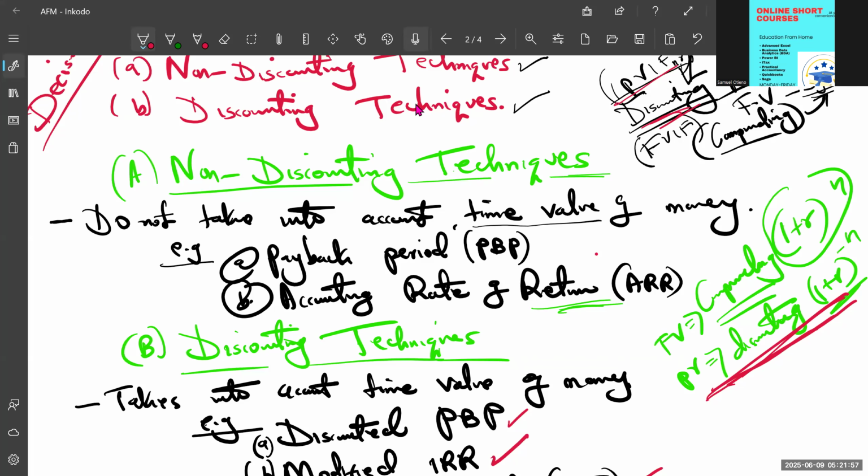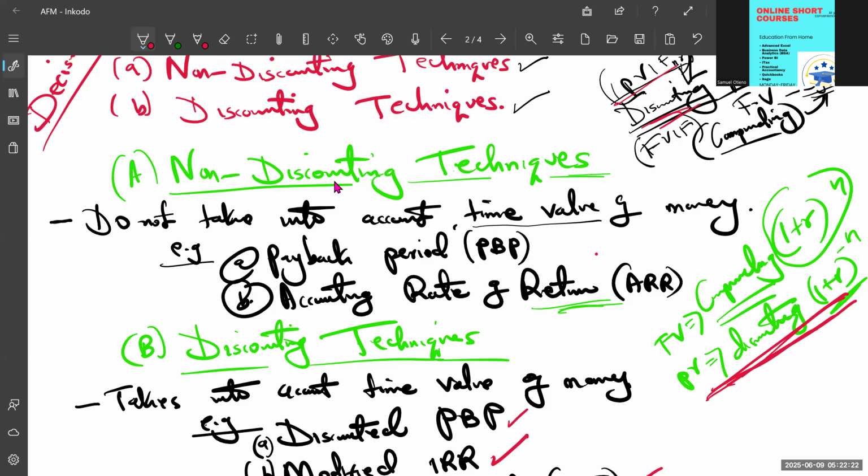Very good. So we continue from where we left last time. We started a discussion on discounting and non-discounting techniques. And if I remember very well, we gave a difference between non-discounting and discounting techniques. The major difference, as we discussed, is time value of money, where discounting techniques take care of time value of money, the time period when the cash flows are being realized.